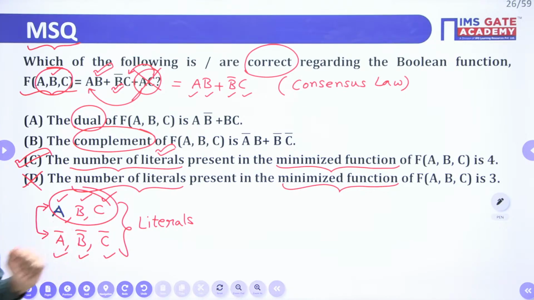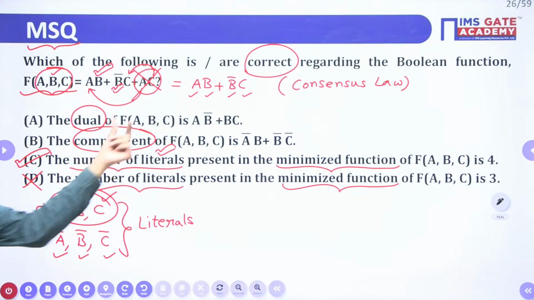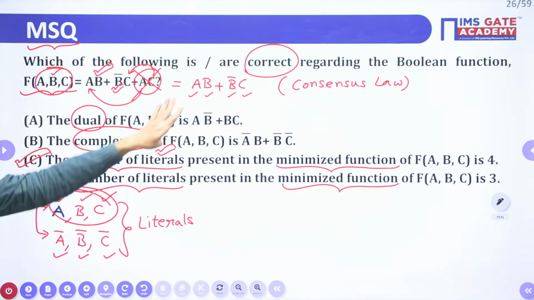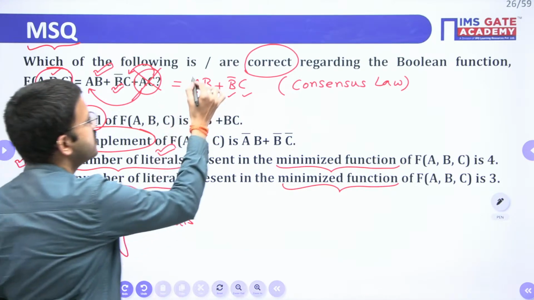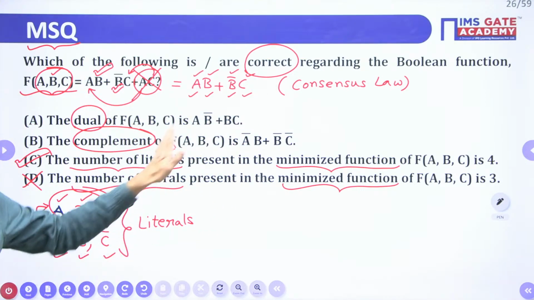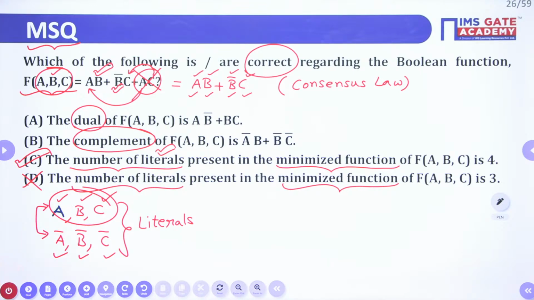See, if they ask how many variables you are having, 3 variables only. But how many literals are there? Here 4. Because A, B, C are in normal form, whereas B bar is in complement form. Is it clear, Abhilash? Krishna Priya, is it clear?